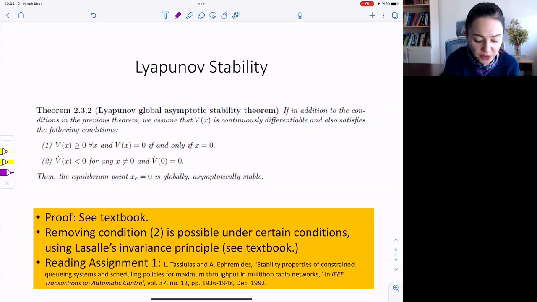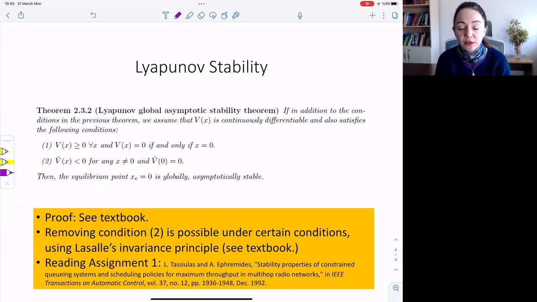Now, what is the first condition? The first condition says the Lyapunov function does not go negative. Okay, the Lyapunov function is positive. It hits zero only at the equilibrium point x equals zero. Okay, so essentially we're talking about a positive valued Lyapunov function, like V of x equals x squared, x cubed, or x to the power 4, etc. Typically used Lyapunov functions.